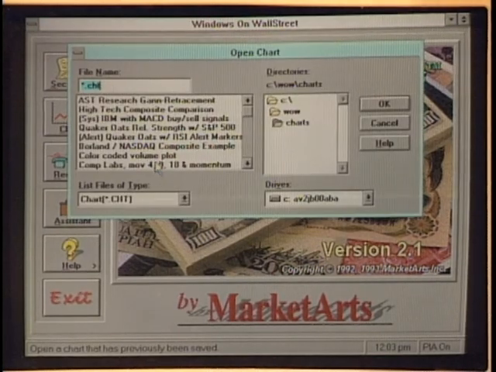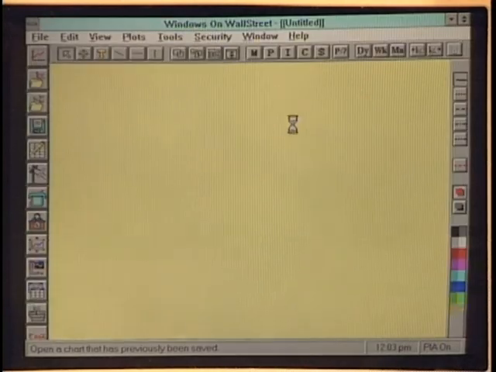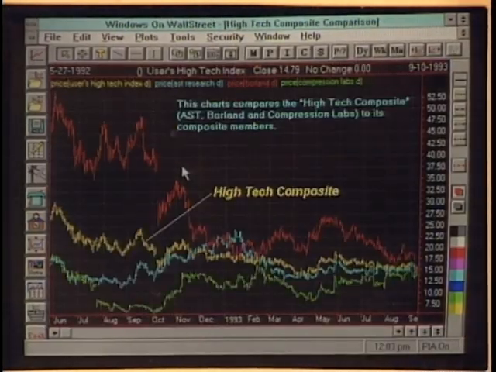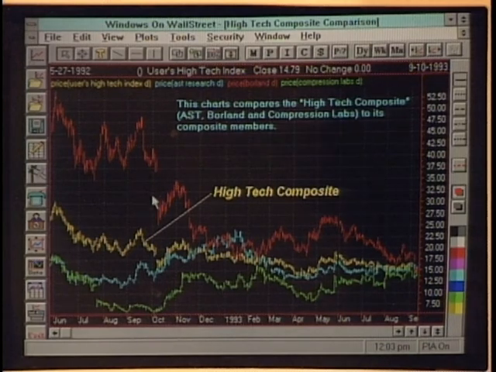First of all, let's open a chart. Let's go to a high-tech composite comparison. Now, what's this going to show us? Now, what this shows us is the comparison of stocks such as AST, Borland, and Compression Labs to the high-tech composite of those particular securities.